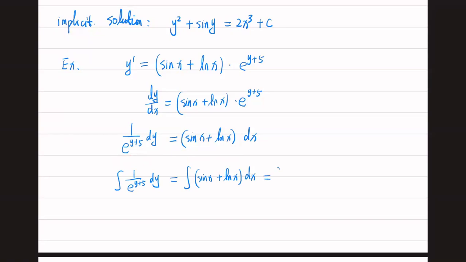Integral of summation is summation of integrals. It's again the first one, sine x. Okay, and Elisa, logarithm x has 1 over x as the derivative.